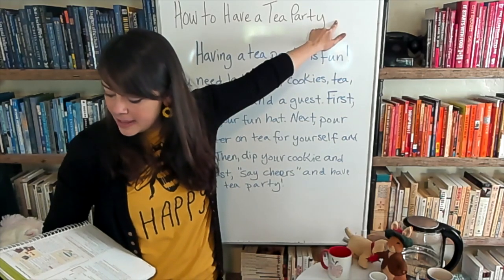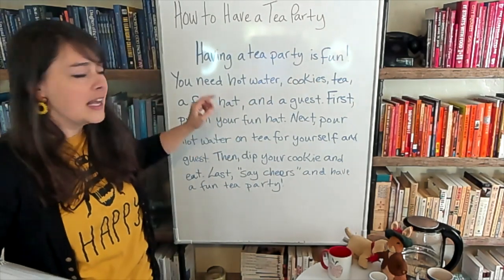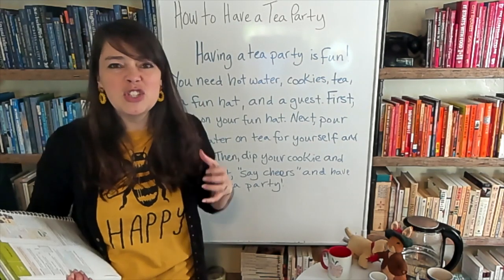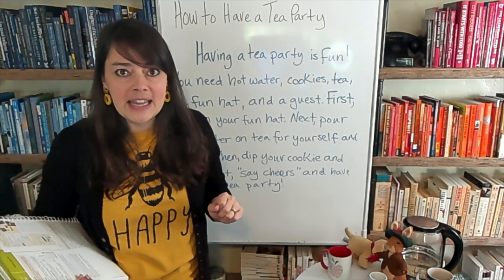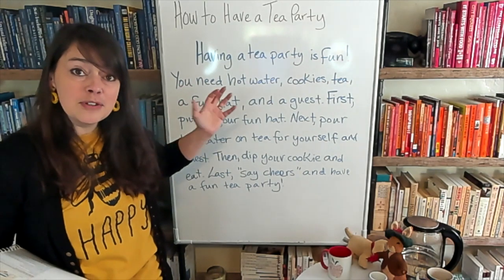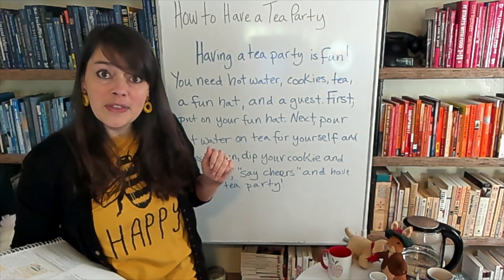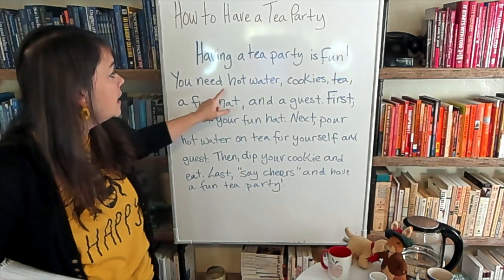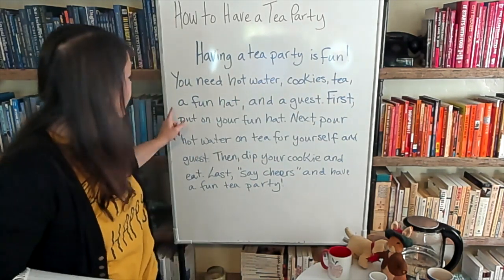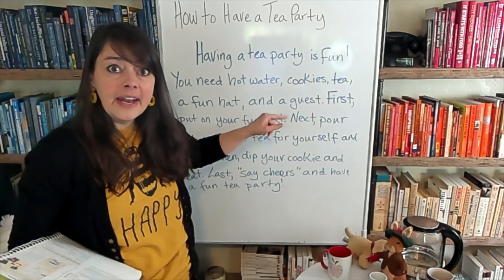And then I have a topic sentence that says, having a tea party is fun. Okay, that's my topic. I'm just jumping right in, introducing that. And then I list the materials, because if I want somebody to be able to follow my instructions, I want them to know what they're going to need to have. They're going to need hot water, cookies, tea, a fun hat, and a guest.